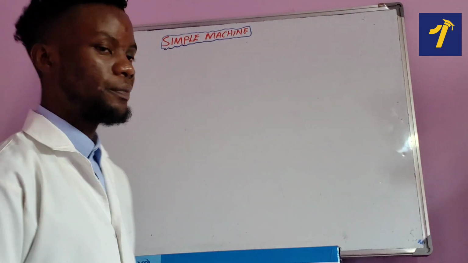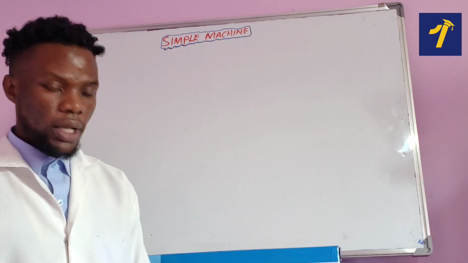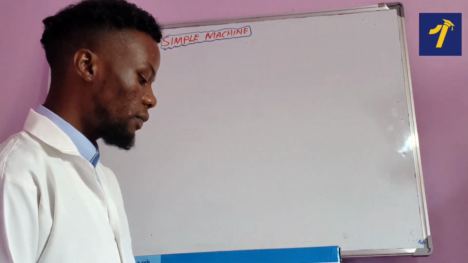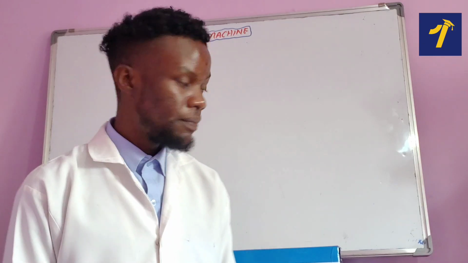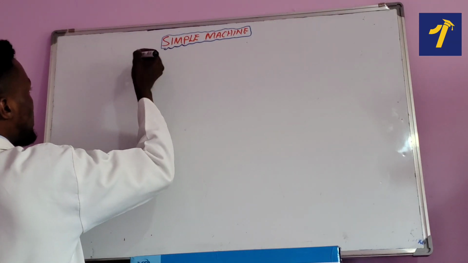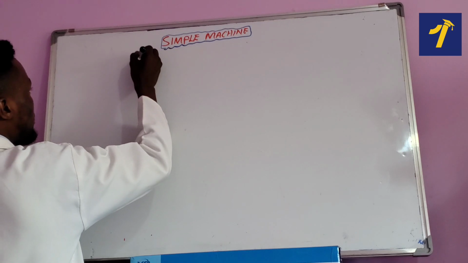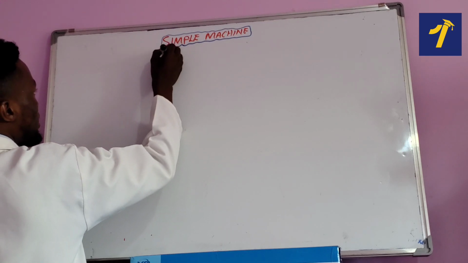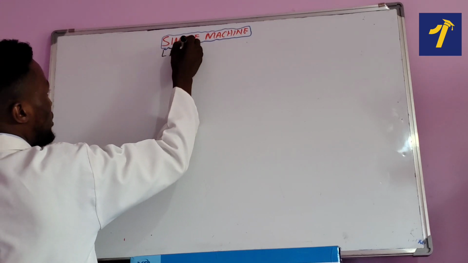All right, so let us begin with simple machine. So what is a simple machine? Basically we know that a simple machine is a device, or a machine, that makes work easier. So what are we saying? We are saying a simple machine is basically a device.